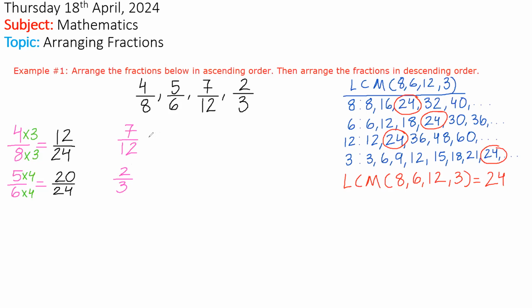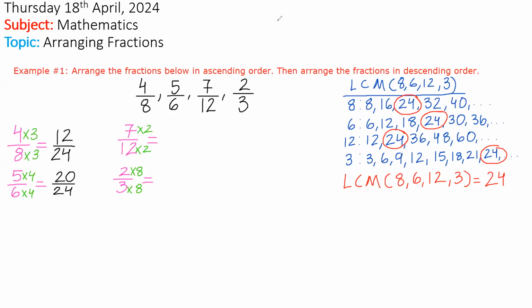So it's going to be equal to, what times 12 gives me 24? 2. Very good. 12 times 2, and then 7 times 2. And we're going to do the same thing for the bottom. What times 3 is 24? 8. Yeah, 8. And 2 times 8.